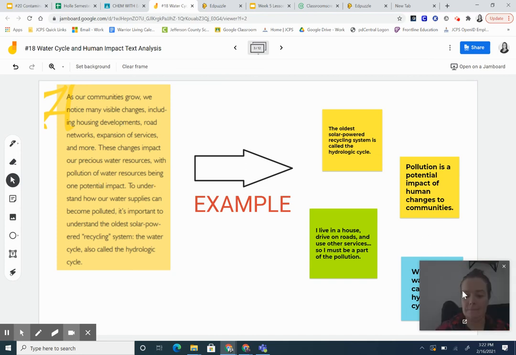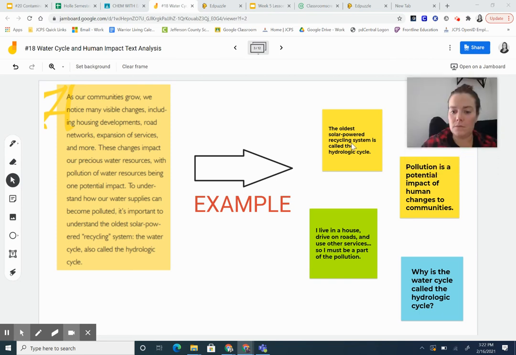Over here, you'll see that my 2 yellow sticky notes say the oldest solar powered recycling system is called the hydrologic cycle, and pollution is a potential impact of human changes to communities. Great, that's the main idea of this chunk. With the green sticky note, where I'm connecting it to my life, I personally live in a house, I drive on roads, and I use other services in my neighborhood. If that's all causing pollution, that means I'm probably part of this pollution. With the blue sticky note, we write a question. My question is why is the water cycle called the hydrologic cycle? There's got to be some reason for that.